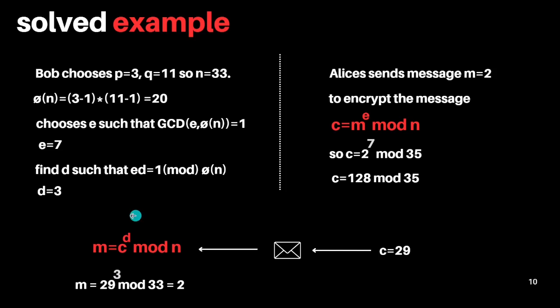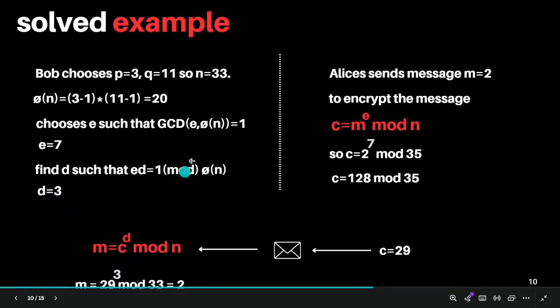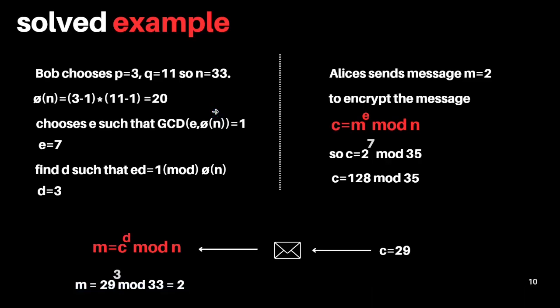Now Bob uses the decryption algorithm to find the original message. He will substitute the ciphertext here, 29 power D, where D is his private key, which we calculated as 3. So now 29 power 3 mod 33 is in turn equal to 2. So the original message which Alice sent is also equal to 2. So this is an example of RSA.